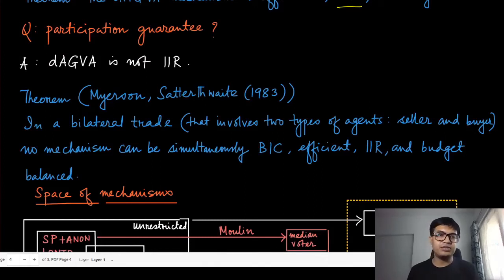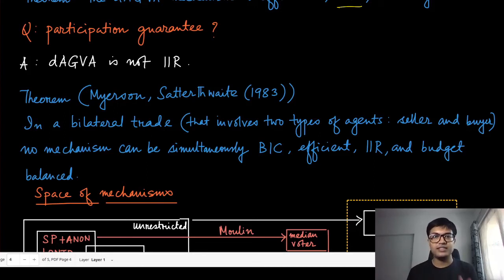One can create examples to show that dAGVA is not interim individually rational. In particular, there is an impossibility result due to Myerson and Satterthwaite, which says that in a bilateral trade, even the simplest form of the mechanism, with only two types of agents, a seller and a buyer, no mechanism can be simultaneously BIC, efficient, IIR, and budget balanced. So this essentially seals the problem. We cannot weaken this any further unless we change some of these properties, or go for some other kind of approach, say approximation.